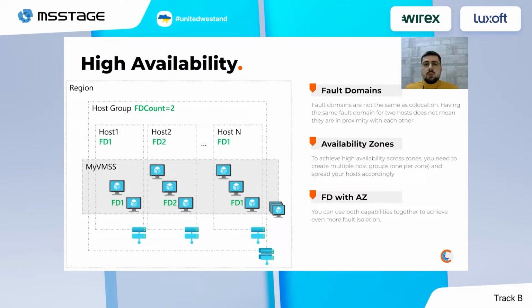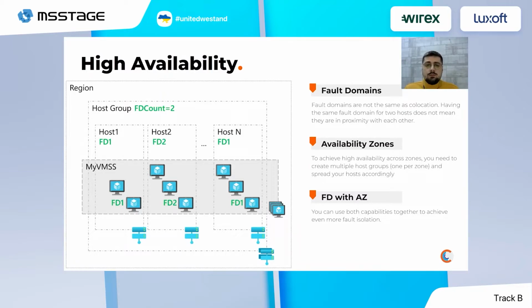Each zone is made up of one or more data centers equipped with independent power, cooling, and networking. A host group is created in a single availability zone. Once created, all hosts will be placed within that zone. To achieve high availability across zones, you need to create multiple host groups, specifically one per zone, to spread your hosts accordingly. You can also use fault domains for fault isolation.